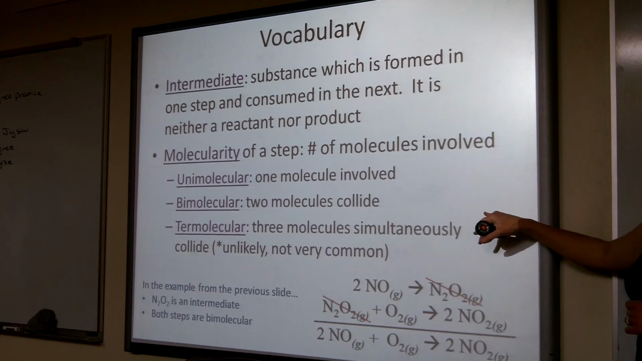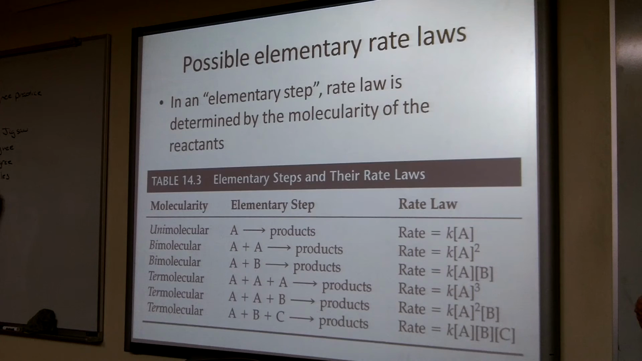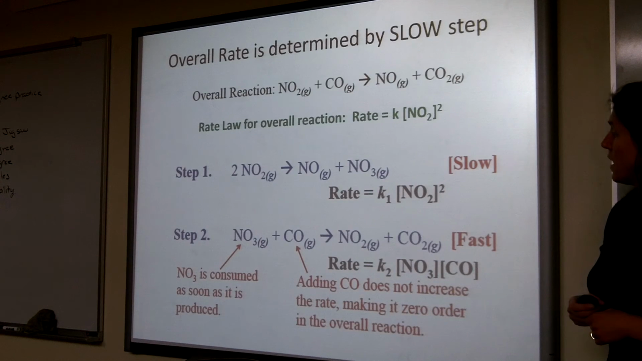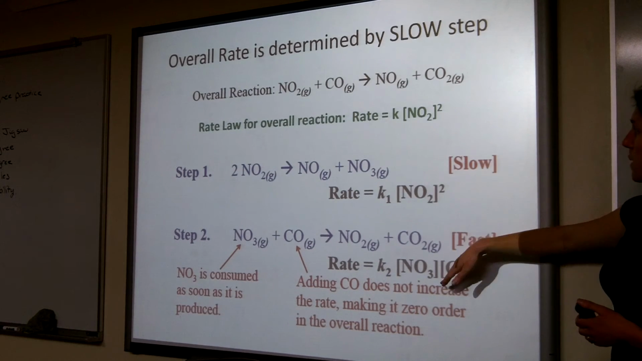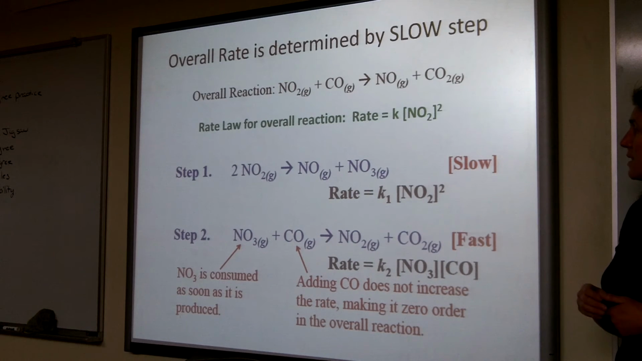Another vocab term is molecularity. That refers to how many molecules are involved. So unimolecular is 1 molecule, bimolecular is 2 molecules, etc. In a mechanism, some steps will be faster or slower than others. The slow step is called the rate limiting step. That's the step that determines your rate law. If we look at this overall reaction, it has 2 steps here. Here's step 1, here's step 2. We are told that step 1 is the slow step.